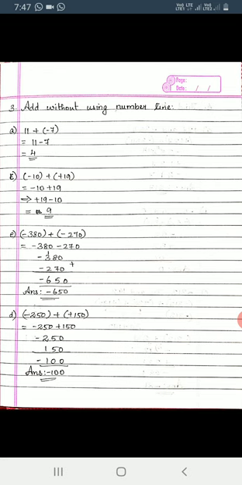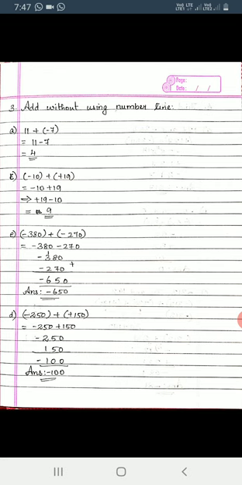D question, minus 250 plus plus 150. So, we'll remove the brackets. Minus 250 is written as it is. Plus into plus is plus. When you multiply two same signs, you will get plus. Plus 150. Now, you see in this case, one number is a minus number, the other number is a plus number. Minus 250 plus 150, isn't it?